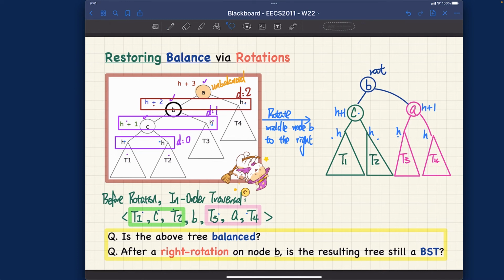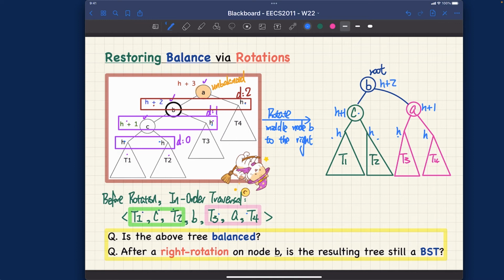Okay, just a little bit picky over here. Why don't we just draw this a little bit better? There we go. Okay. Finally, what will be the height for B over here? Maximum of H plus 1 and H plus 1. That should be H plus 2.